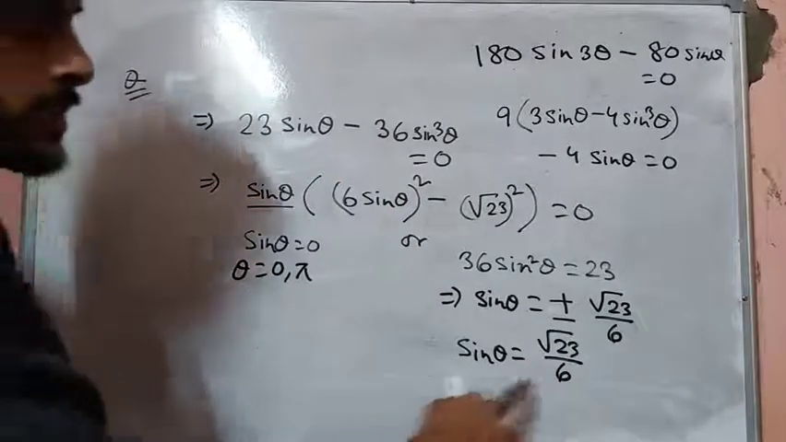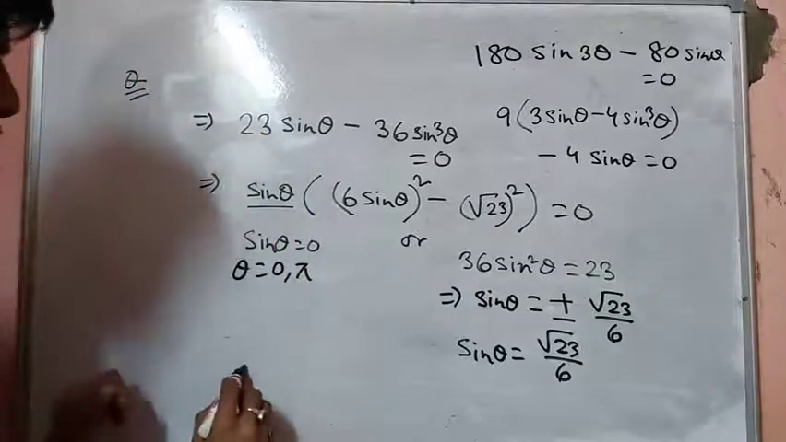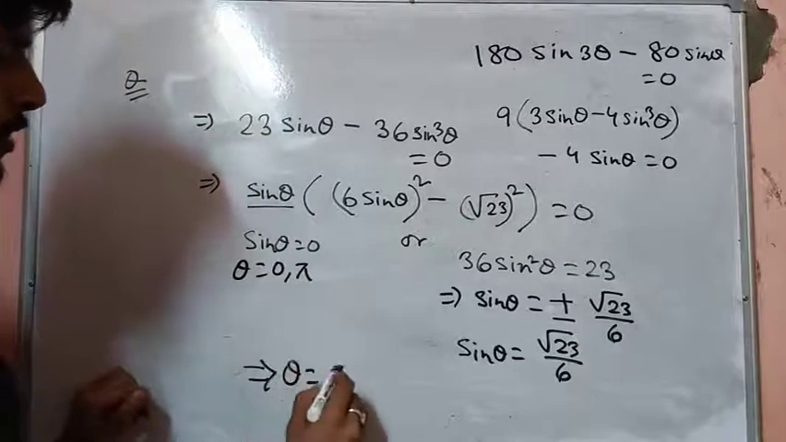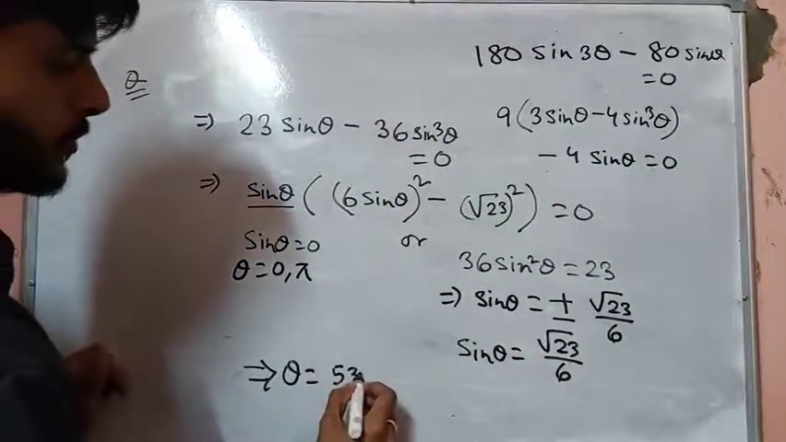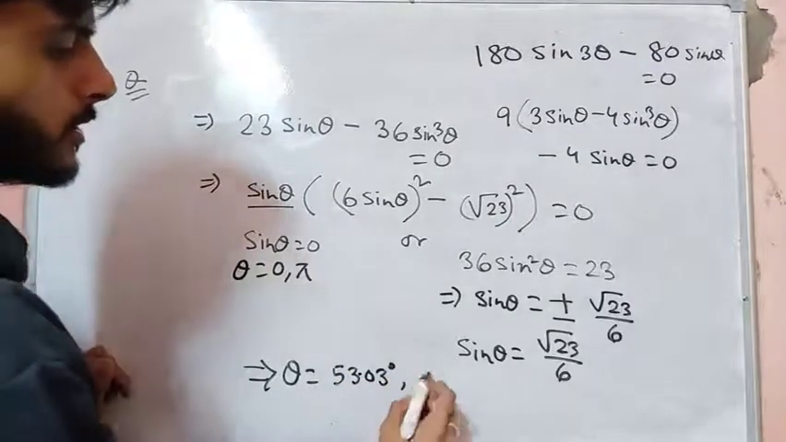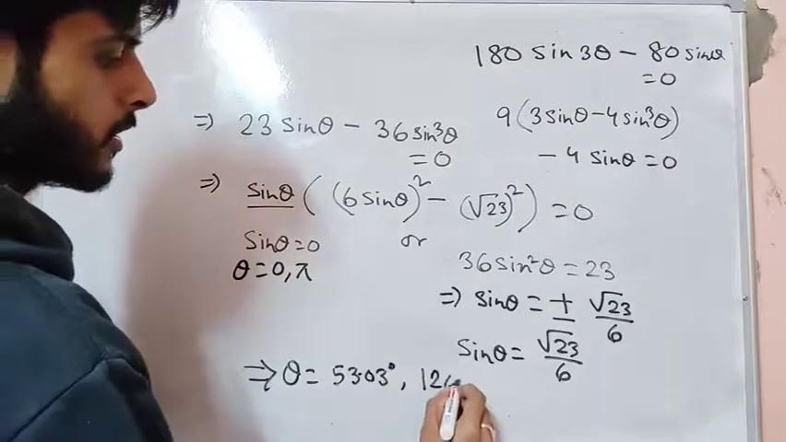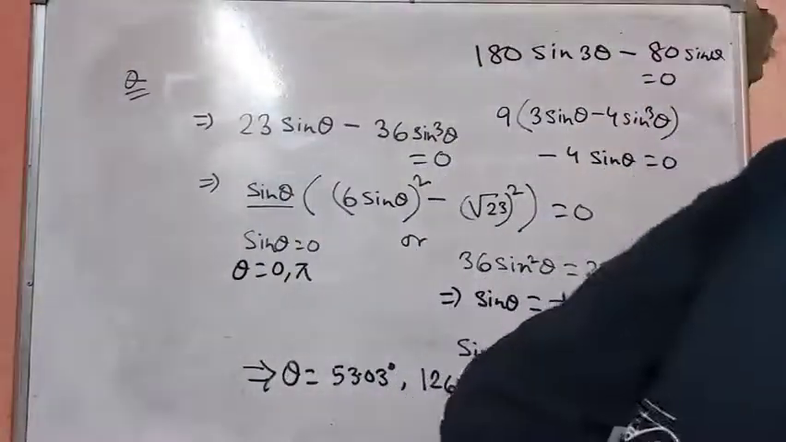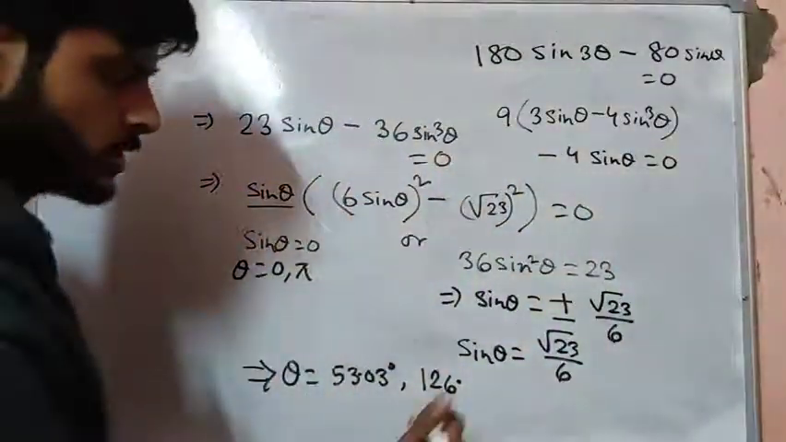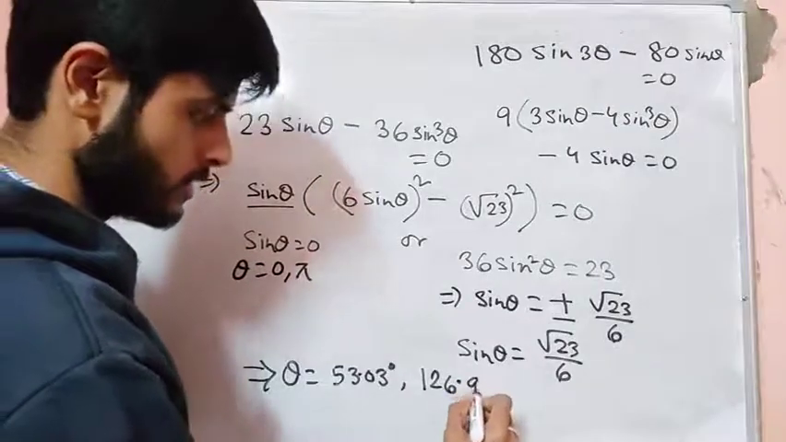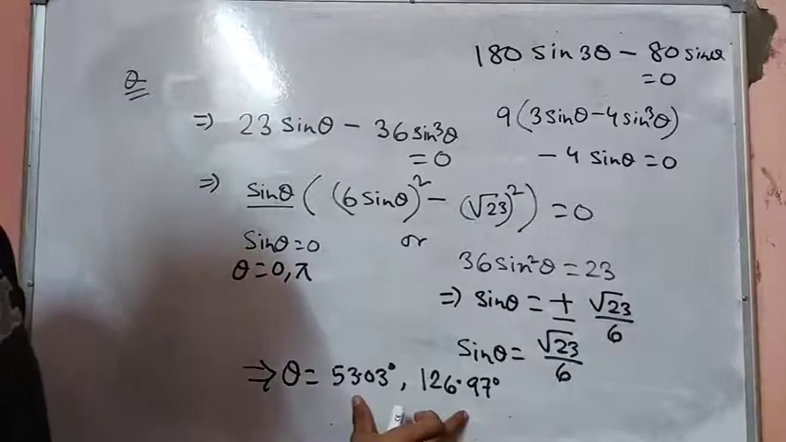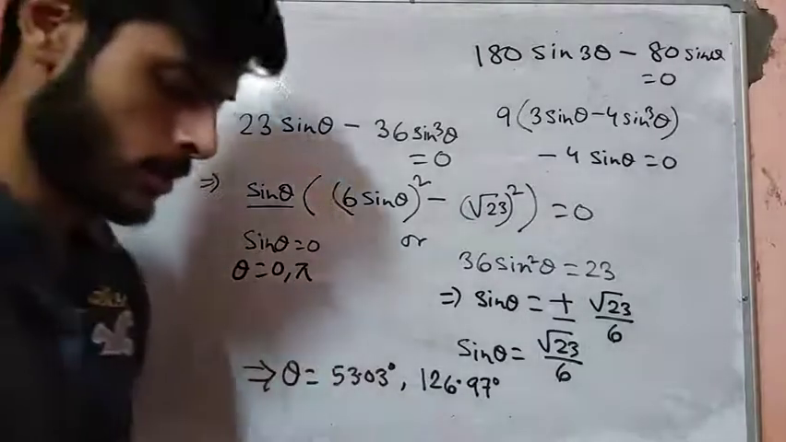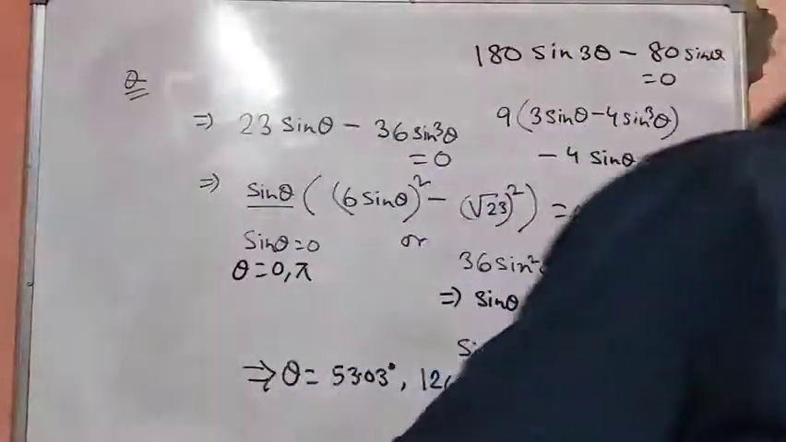We can take a sine inverse to find the solution. The solution is theta equals 53.03 degrees and 126.97 degrees. You can take the sine inverse from a calculator. So within these two angles, our fluctuation of energy is maximum.